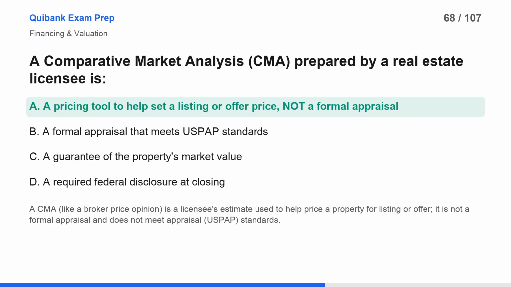The answer is A. A pricing tool to help set a listing or offer price, not a formal appraisal. A CMA, like a broker price opinion, is a licensee's estimate used to help price a property for listing or offer. It is not a formal appraisal and does not meet appraisal USPAP standards.